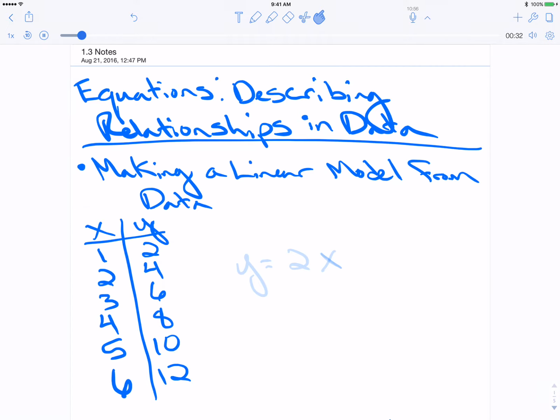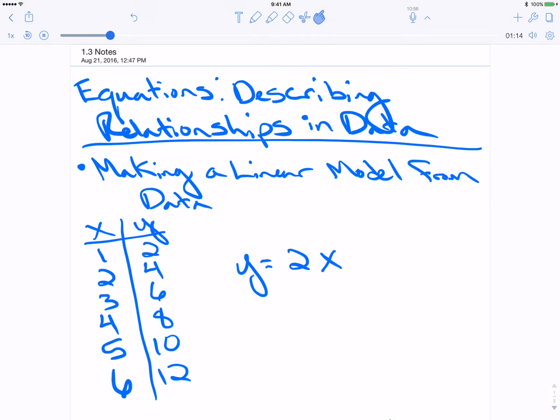My x values are 1, 2, 3, 4, 5, 6, and my y values go 2, 4, 6, 8, 10, 12. Notice that in this table, all of the y values are double whatever the x value is. So we can describe this using an equation like y is equal to 2 times x. So for each x value that we have, we multiply it by 2 and we get the y value that we have. It's consistent. 1 times 2 is 2, 2 times 2 is 4, 3 times 2 is 6, 4 times 2 is 8, and so forth.